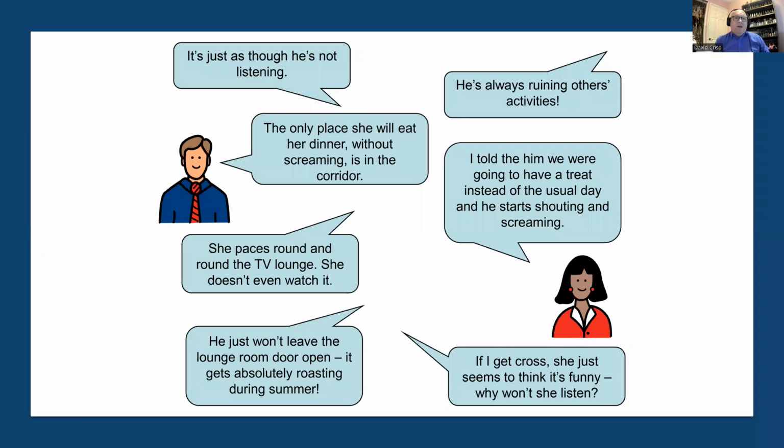Some little quotes here. It's just as though he's listening. The only place you'll eat a dinner, sorry, without screaming is in the corridor. She paces around the TV lounge. She doesn't even watch it. He just won't leave the lounge room door open. It's getting absolutely roasting during summer. He's always ruining others' activities. I told him we were going to have a treat instead of the usual day, and he starts shouting and screaming. If he gets cross, she just seems to think it's funny. Why won't she listen? The common sort of things that people might say about a child or an adult's behaviour.